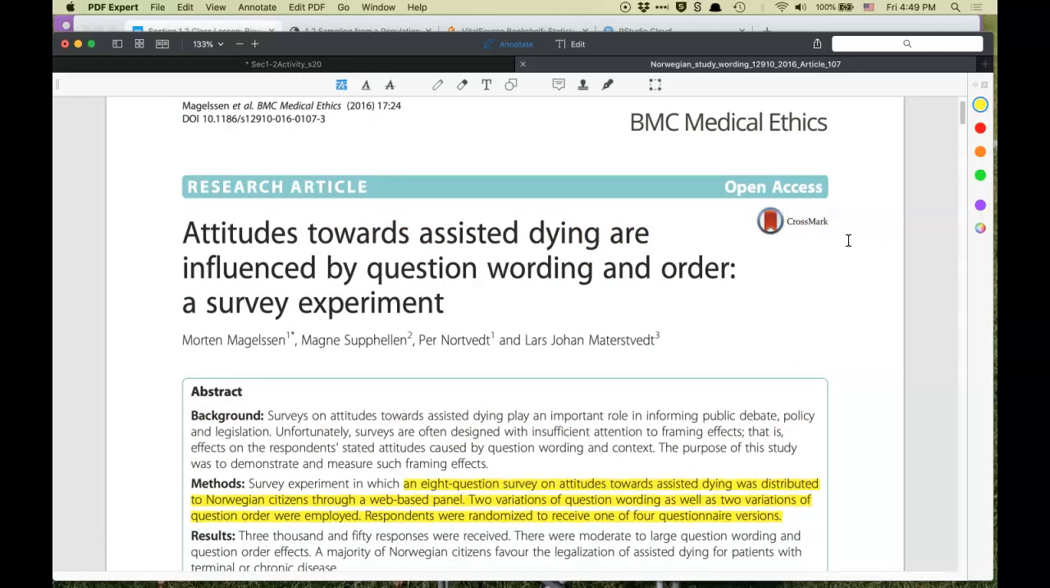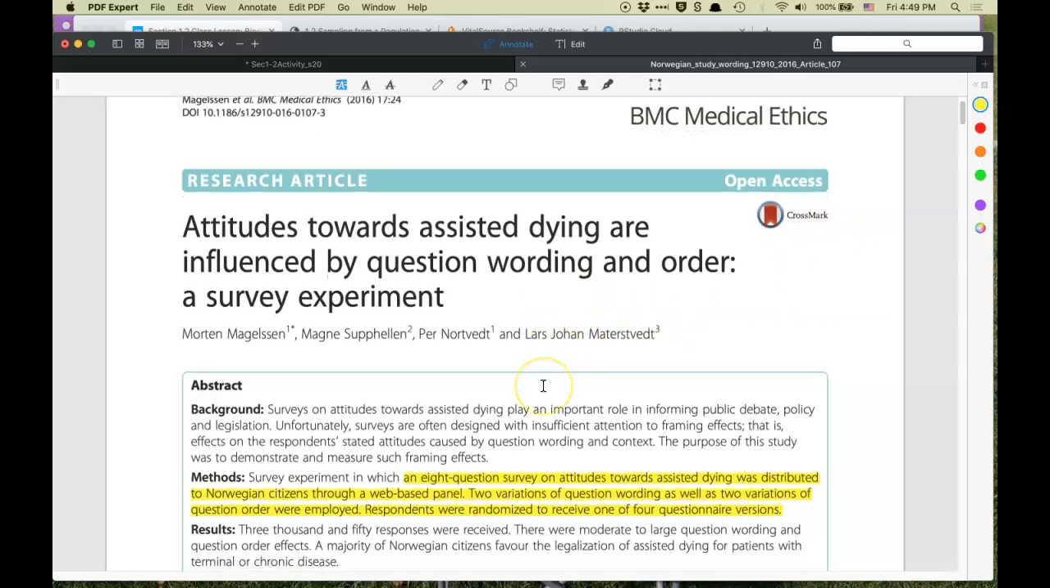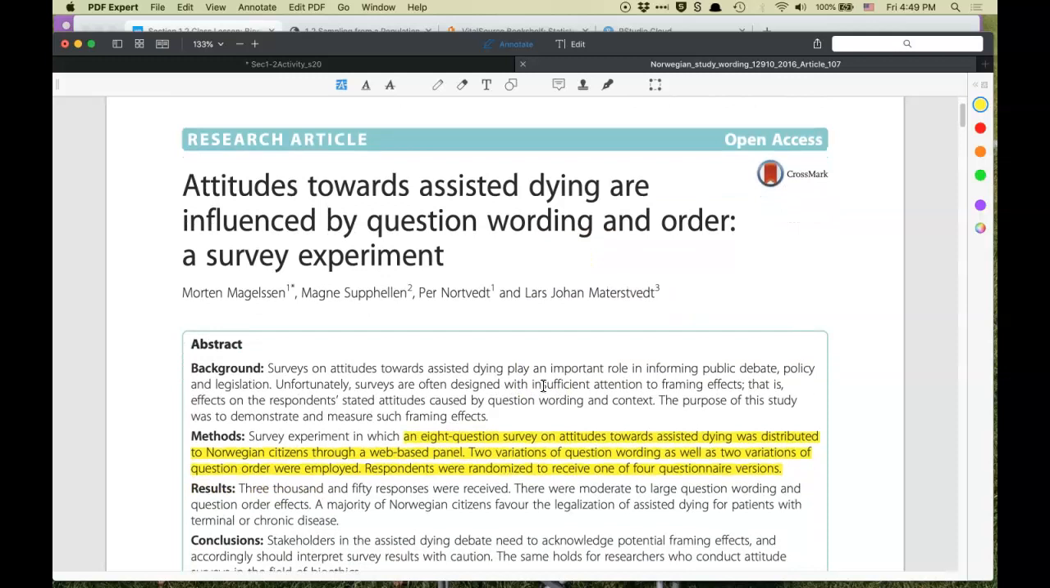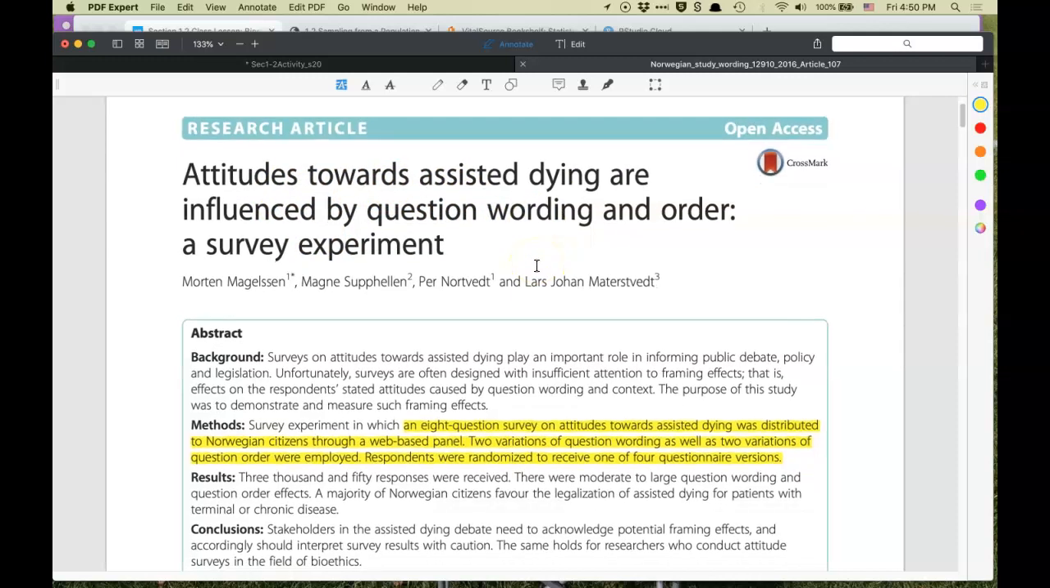Some of these ideas are perhaps familiar or not that difficult, but this is a Norwegian study. And given my last name, one might think that I have a particular interest here. Unfortunately, I speak no Norwegian, or maybe a word or two. But this is attitudes towards assisted dying are influenced by question wording and order. So this was a survey of attitudes about assisted dying, as it's described here.